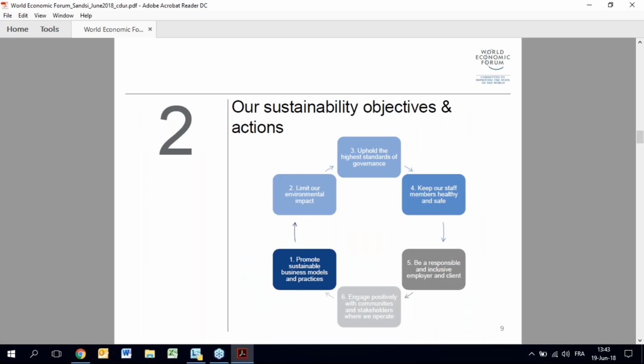Just now a few words before concluding on what exactly we are talking about, because I think we're talking a lot about the process of being ISO certified, but what did we integrate into our events? So we had an action plan that had 6 different areas, from promoting sustainability to our stakeholders, to limiting our environmental impacts, something about governance, transparency, something about keeping our staff healthy and safe. So this means basically safety. Being a responsible and inclusive employee and client, this means responsible sourcing and also being a responsible employer, and engaging positively with communities where we operate.